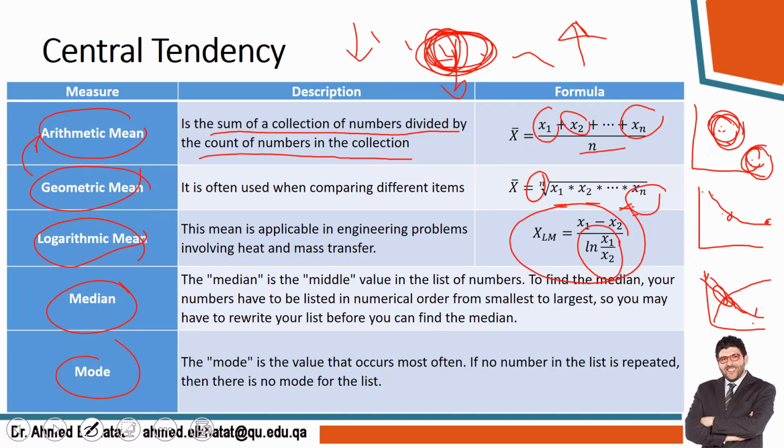Mode is the value that occurs most often. So if a number in the list is repeated several times, it represents the mode of your data series. But if the numbers in the list do not repeat, then your list has no mode.